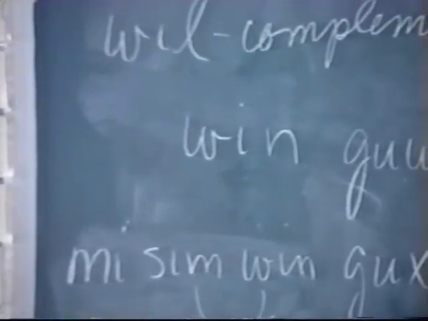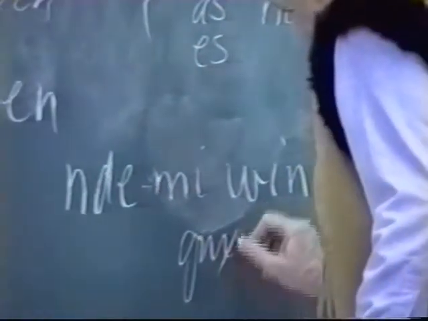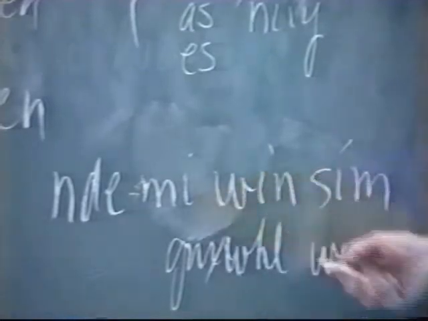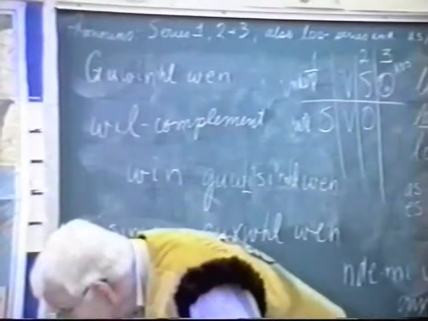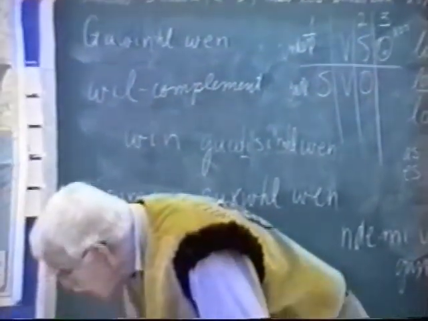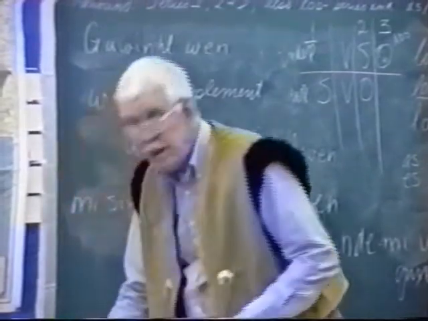De, me, win, sim, guch. That's good. Thanks, Art. De, me, win, sim, guch, when. Where did you shoot the deer? Where did you shoot the deer? And here you see the two definitely go in that order.